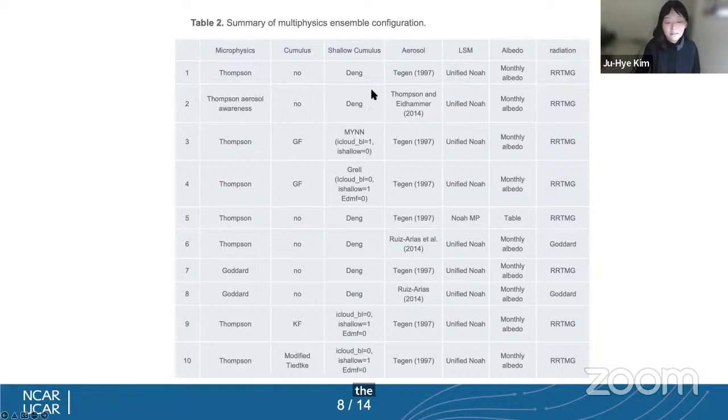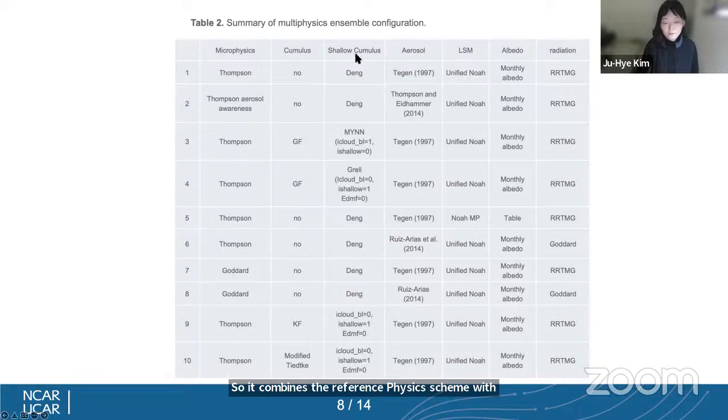So this is the summary of the WRF-Solar multi-physics ensemble configuration. It combines the reference physics scheme with other microphysics, cumulus, shallow cumulus, aerosol, and radiation schemes. So I will skip this part.